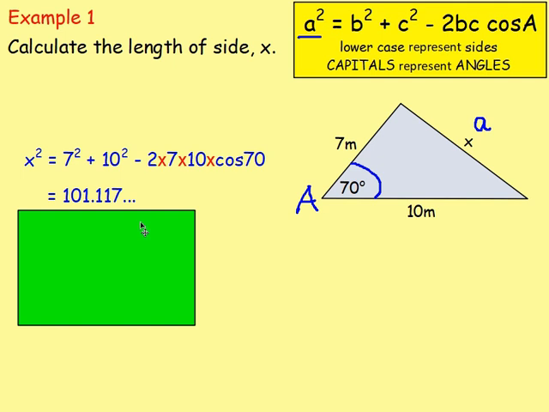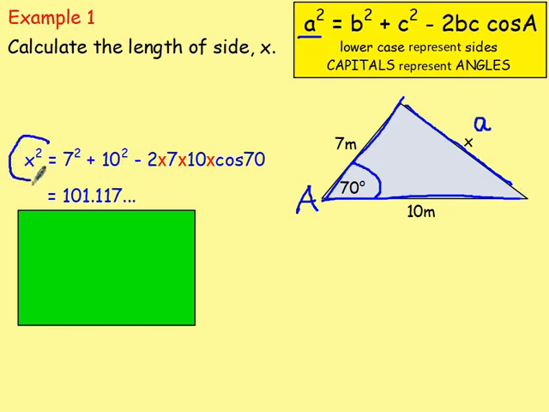Is that our answer then? Is it going to be 101.117? Well, have a wee look at this. If this length is 7 meters and this length is 10 meters, do you think this length here is going to be 101? Oh no, that makes no sense. What do you do?